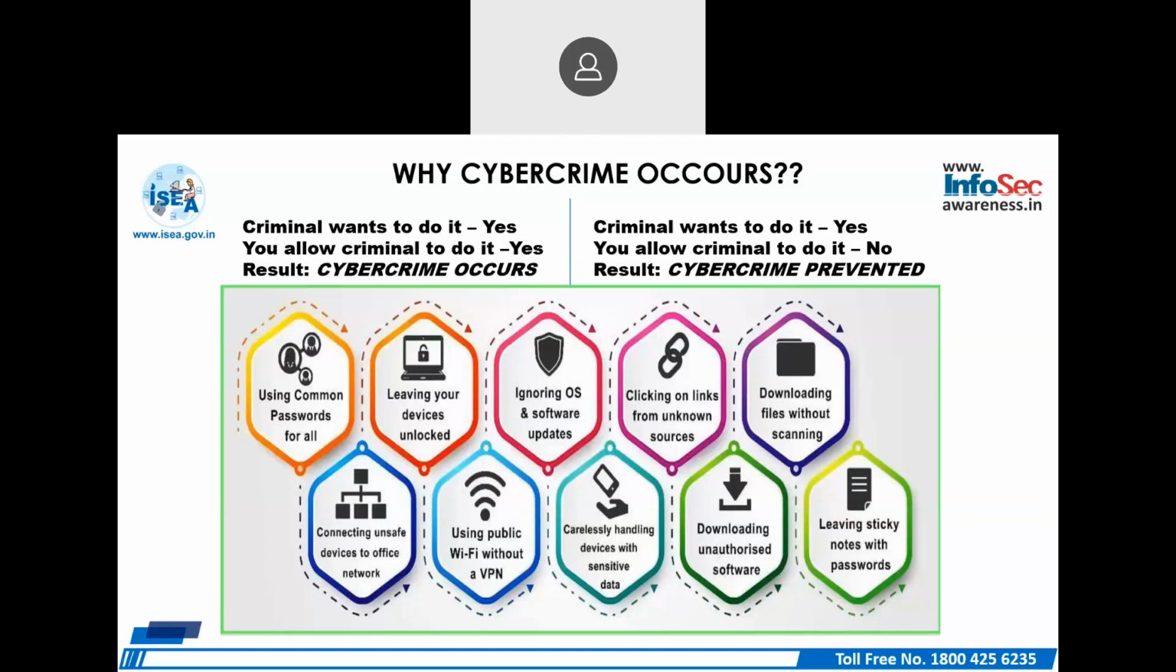Or they even put sticky notes in their diary. That diary is left on the table. Someone who comes or passes by can read this information. They can take these passwords and misuse them. So do not write anything on a sticky note.